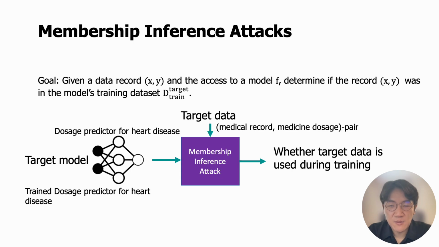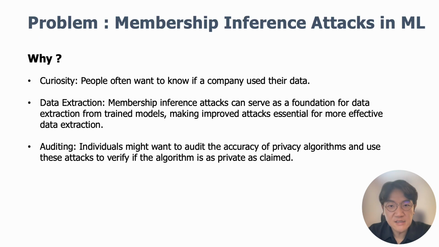The objective of a membership inference attack is to determine whether a data record was part of the training dataset, with the help of a data record and access to the model. For a dosage predictor for heart disease, if an attacker can determine whether the target data was used during training, the privacy of the victim will be leaked.